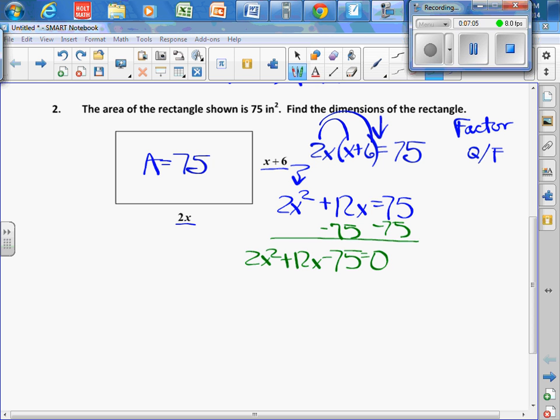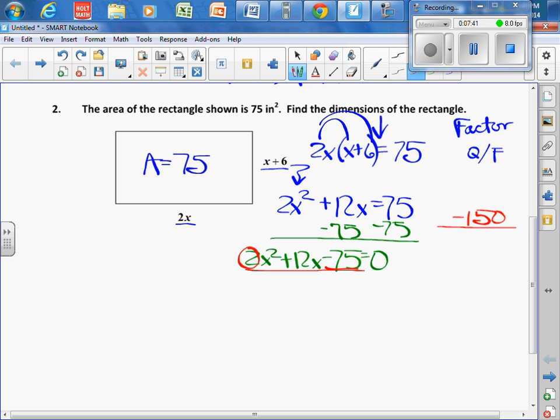Now the decision is, do we factor this or do we use the quadratic formula? Ready for another trick here? Not a trick, I mean it's a fact here. I'm going to show you a way to see if a polynomial in the form of ax squared plus bx plus c can be factored. Here's the test. Take the leading coefficient 2 times negative 75, and what do you get? Negative 150.